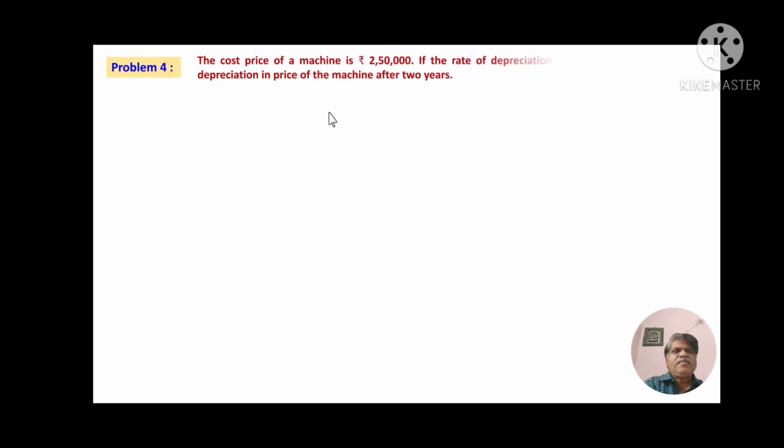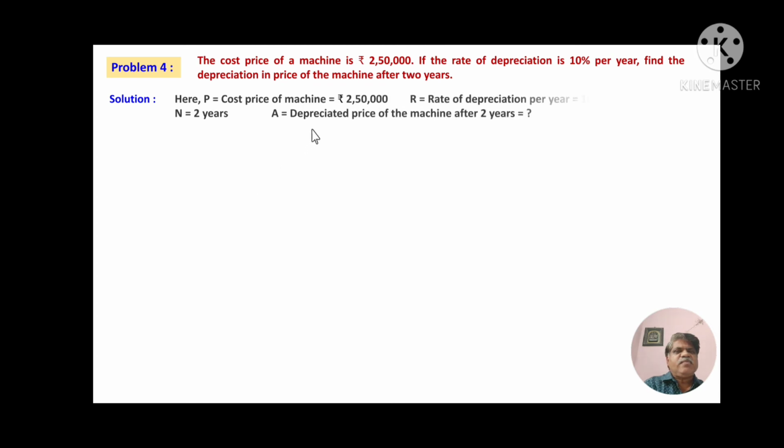So friends, let us continue with the next problem number 4. The cost price of a machine is 2,50,000. If the rate of depreciation is 10% per year, find the depreciation in price of the machine after 2 years. Friends, here we know that P is the cost price of the machine, which is 2,50,000, and R, the rate of depreciation per year, is 10%. N is equal to 2 years, and the depreciation price of the machine after 2 years we have to calculate.